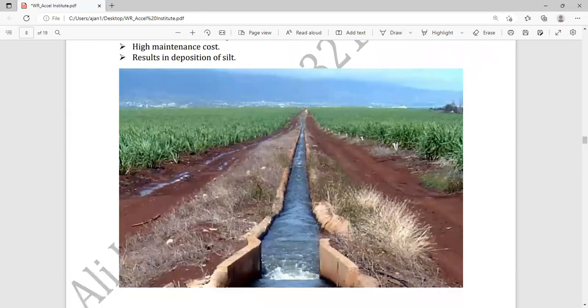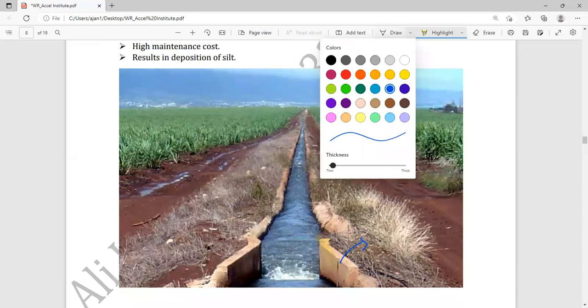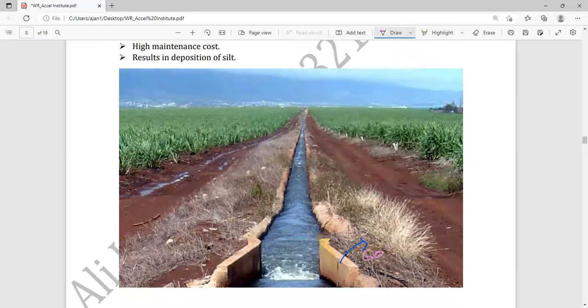Perennial canals look something like this. And as you can see, some features: the sides are solidified. They are solidified, right, by mud. Solidified sides. Why do you think that these sides are solidified? There is a reason behind that.